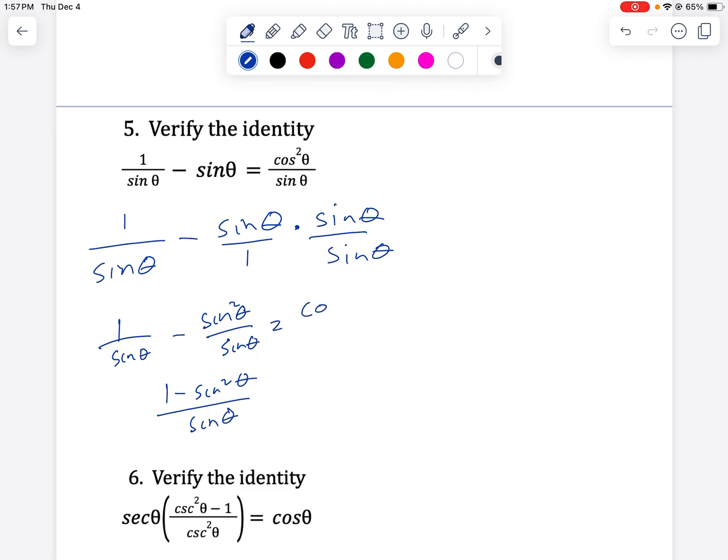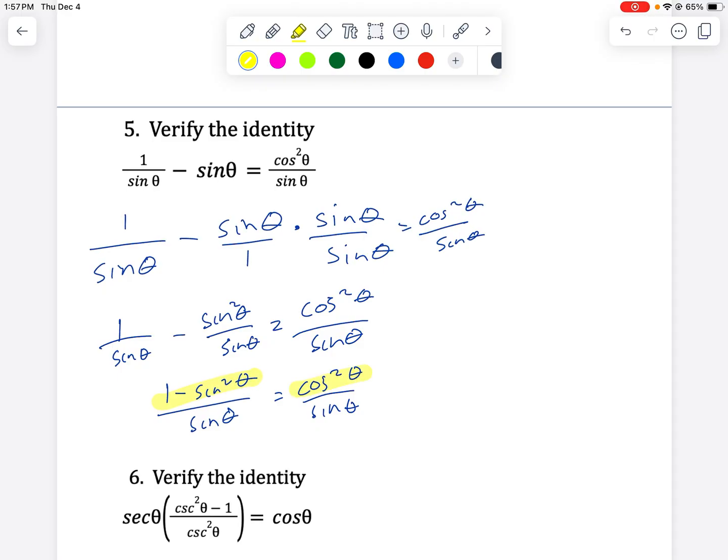This is equal to the right-hand side. Holy buckets. Guess what? This is on your sheet. 1 minus sine squared is cosine squared. So my work is done. It's cosine squared theta over sine theta equals cosine squared theta over sine theta. Check.